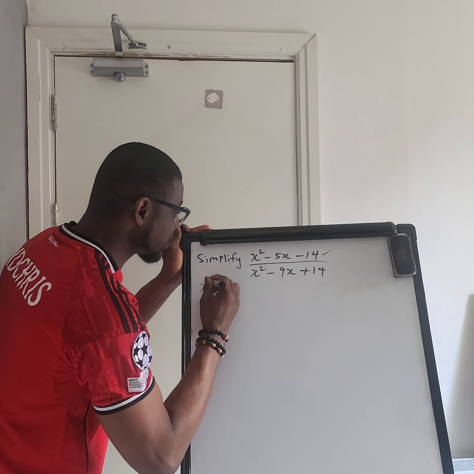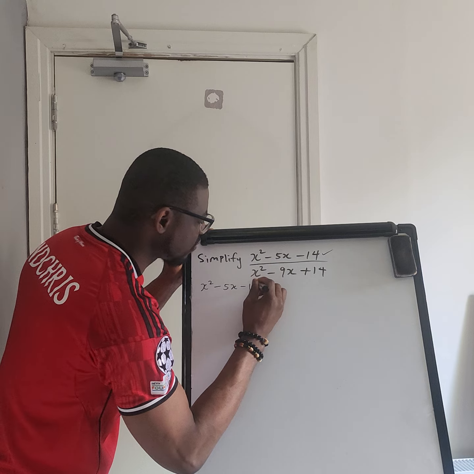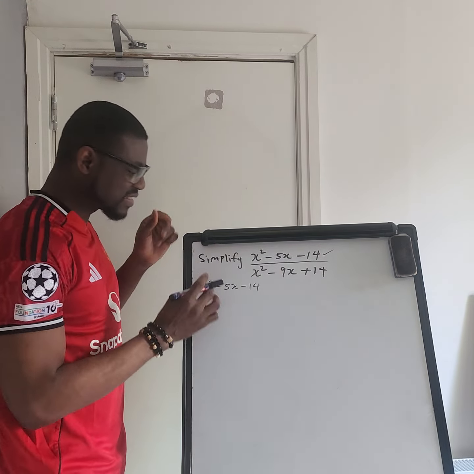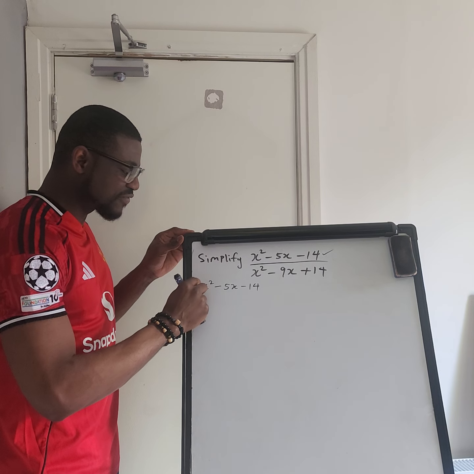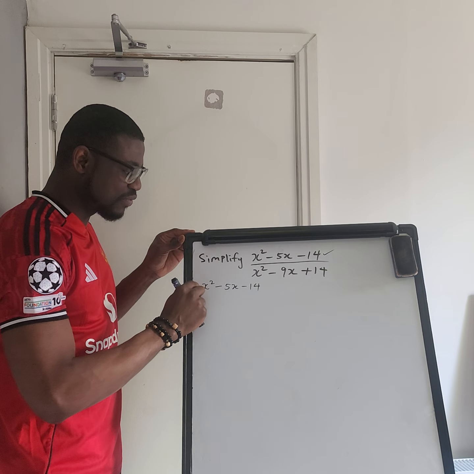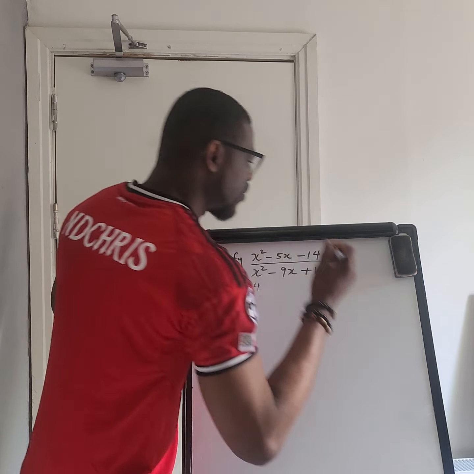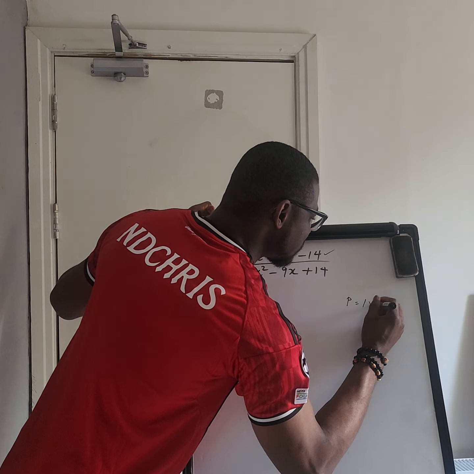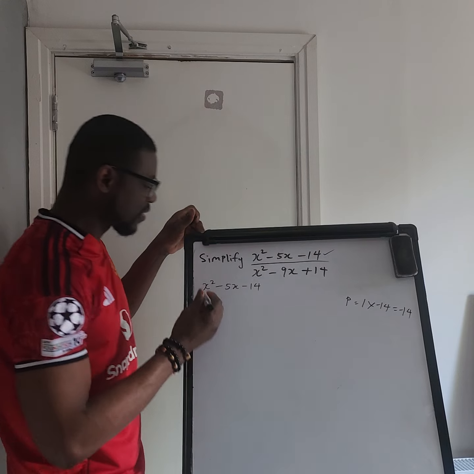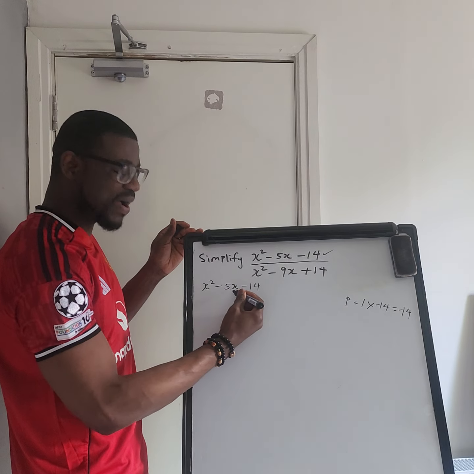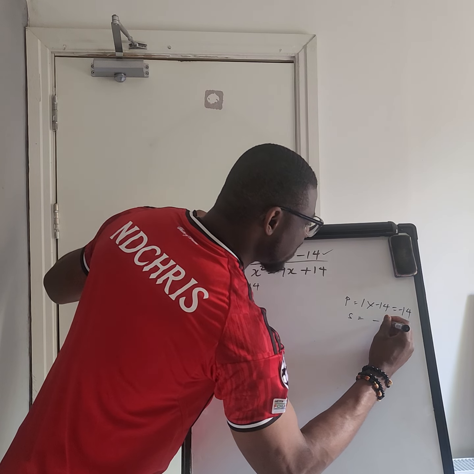So we're going to factorize x^2 - 5x - 14. To factorize this, I need to know the product. To get the product, you take the coefficient of the x^2 term, which is 1, times -14. So the product equals 1 times -14, which gives me -14. Then the sum is the number in the middle, which is -5. Sum equals -5.